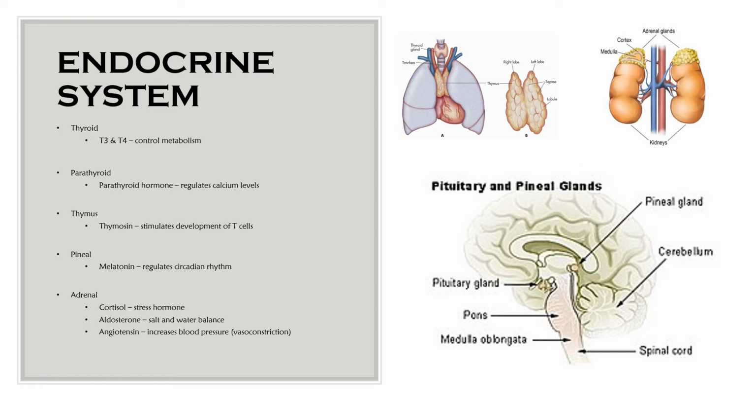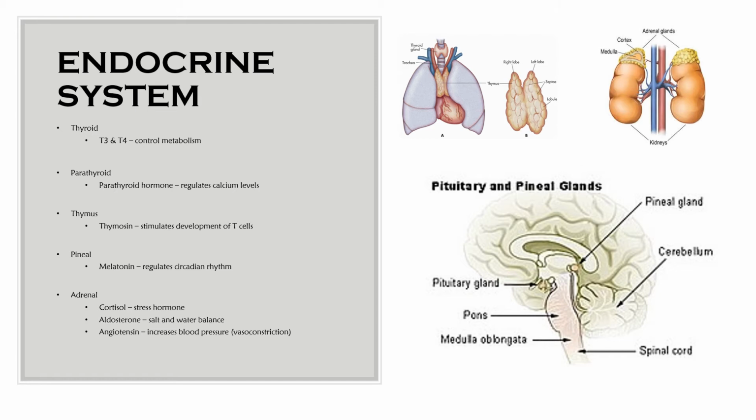There's also the pineal gland that secretes melatonin, and a lot of you are probably familiar with melatonin. It is a hormone that a lot of people take as a sleep aid because it's very involved in regulating circadian rhythm. There's also the adrenal gland.